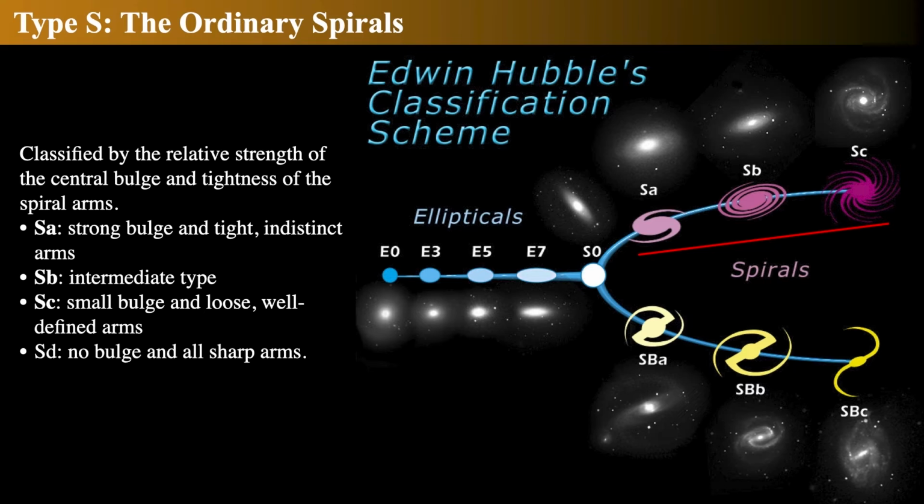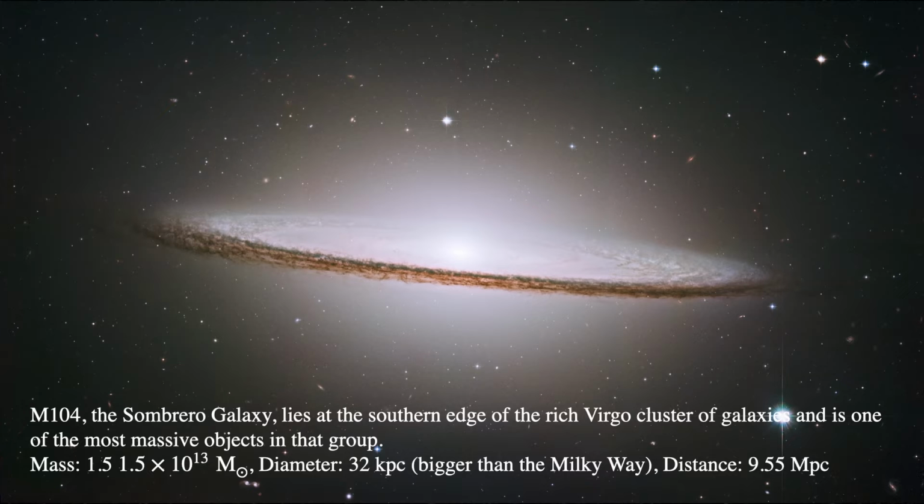An SB is an intermediate type. They don't have as large a bulge, but the arms are much more distinct. An SC has a tiny bulge and loose, very well-defined arms. And an SD has absolutely no bulge, but lots of big spiral arms. So these tend to be really pretty, so here we go.